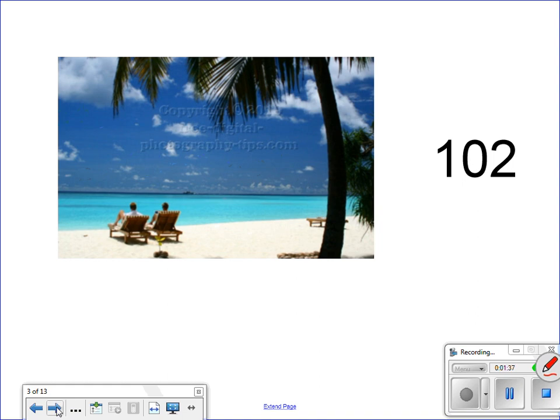We got some pictures today. Wouldn't that be nice if we were in this hot sun right now? If it's 102 degrees outside, is that above 0 or is it below 0? Is it positive or is it negative? This is going to be a positive.